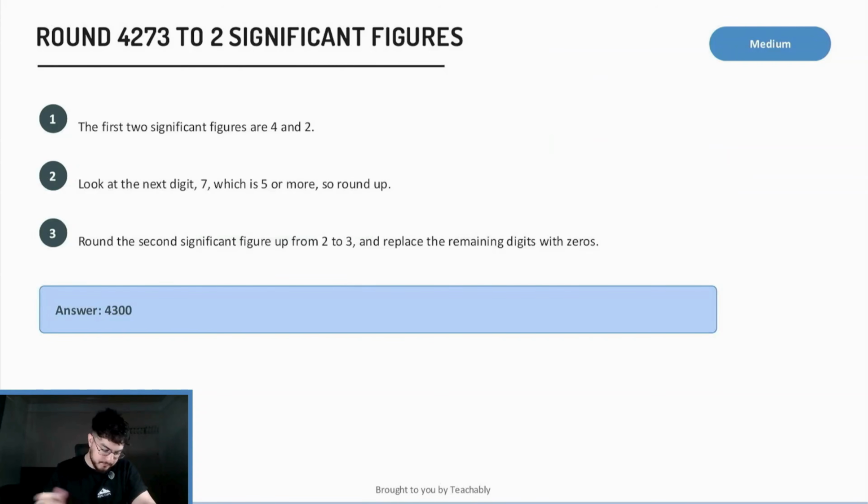Okay, move on. Round 4273 to two significant figures. We start counting from the first non-zero number. So 4 is non-zero, so this is a significant figure. We want two of them. So one significant figure, two significant figures. We put a line there. We look at this number right here. It's 5 or more, so we're going to increase this by 1. So this will become 4300.